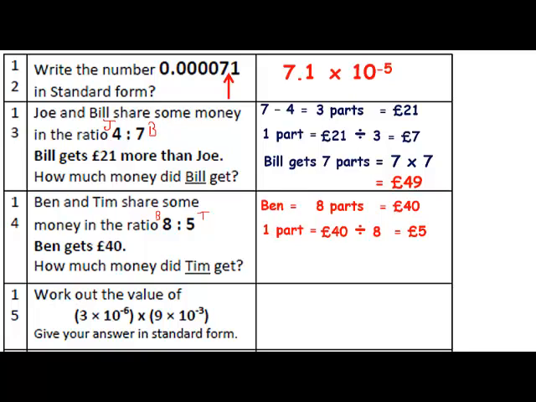Okay, so if one part is worth £5, how much did Tim get? Tim gets 5 parts. He's going to get 5 lots of 5, which is 25. He gets £25.